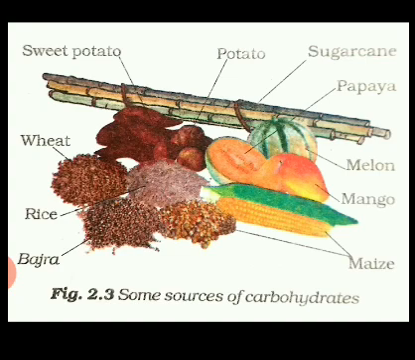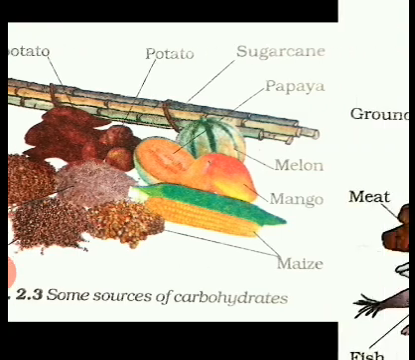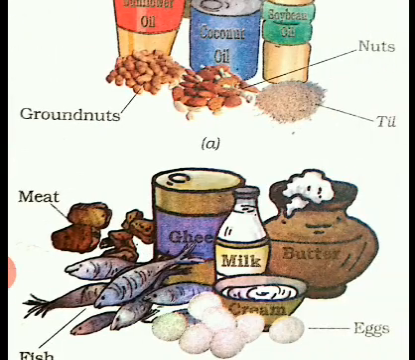In this picture, you can see the cereals like wheat, rice, bajra, and potato. We can say potato, mango, sugarcane, sweet potato. All these sources give carbohydrates to our body. The carbohydrates, they are energy giving food.